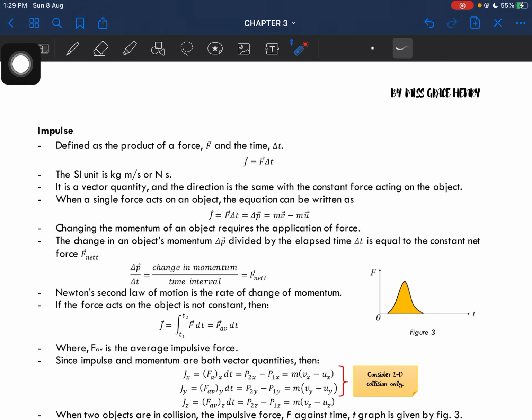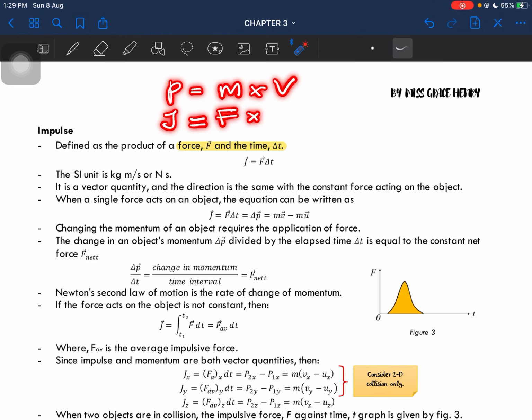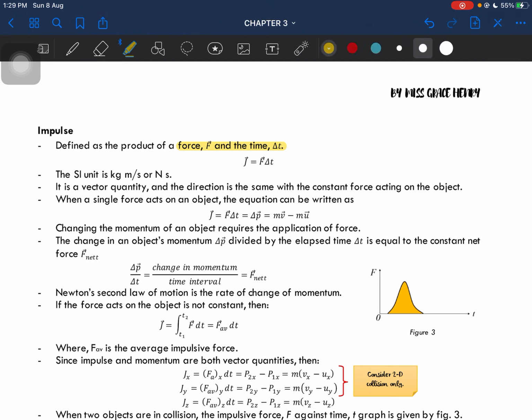Now impulse is defined as the product of force and time. Just now, momentum is the product of mass and velocity. Now for impulse, we use the symbol J. Impulse is the product of force and time. The unit for impulse is kilogram meter per second as well, or Newton second. Both can be used, both are considered SI units.